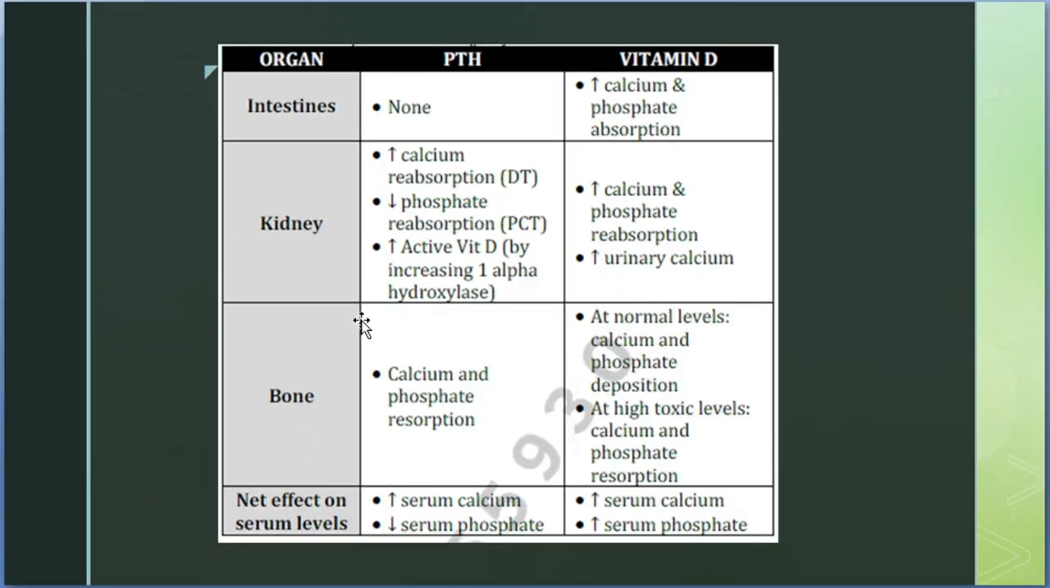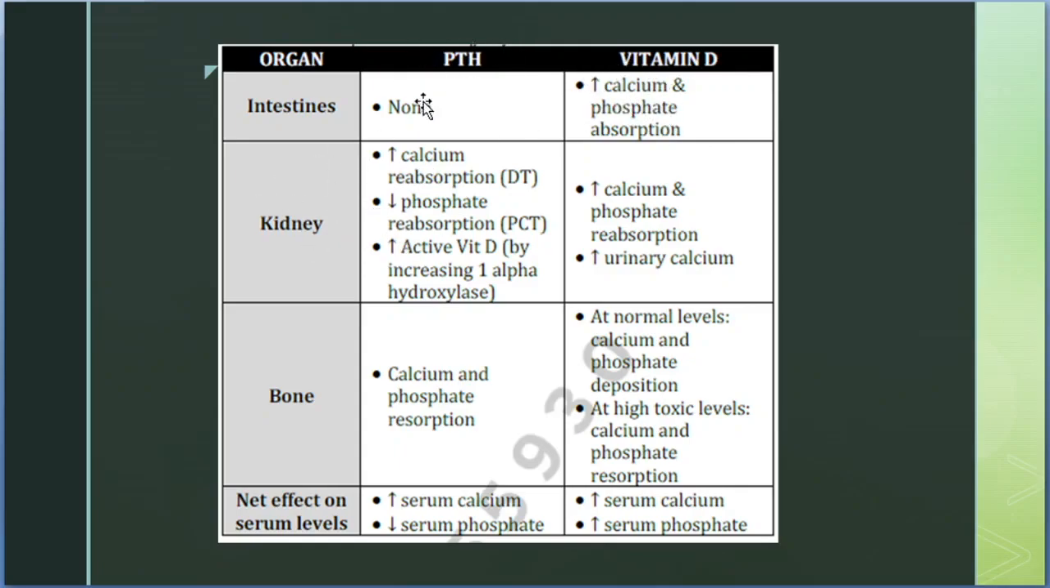So this is now the review of how your parathyroid hormone and your vitamin D increases your serum calcium. So sa intestine natin, yung parathyroid hormone, wala siyang action. Ang vitamin D, increase calcium and phosphate absorption. Again, vitamin D, increase calcium and increase phosphate. Tatandaan natin yun. So, si vitamin D, papataasin ang calcium and phosphate.